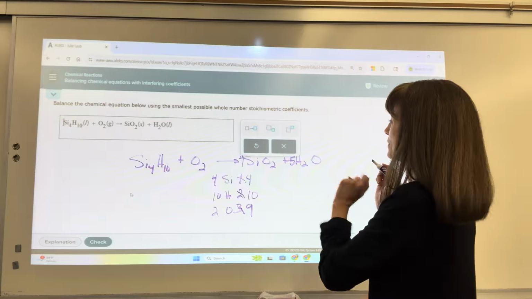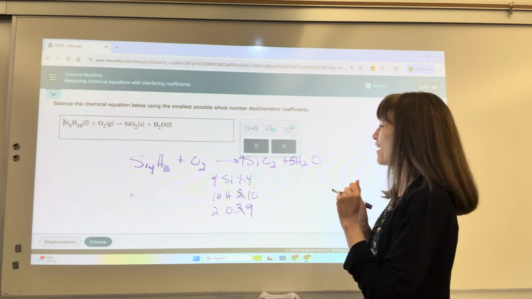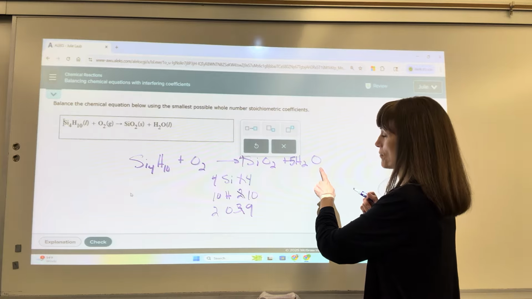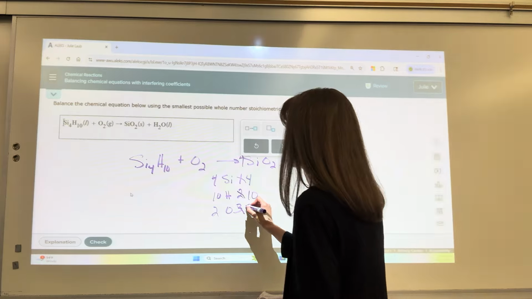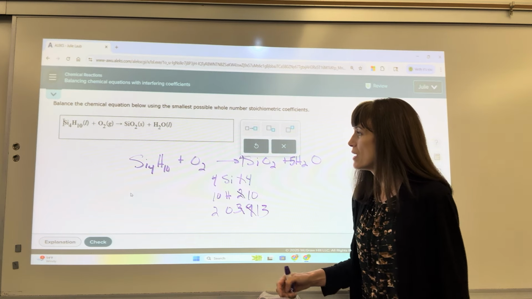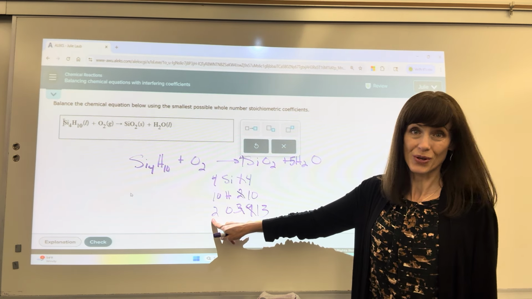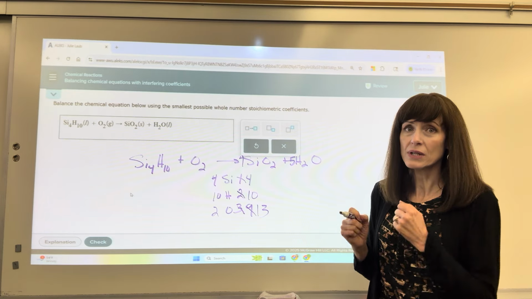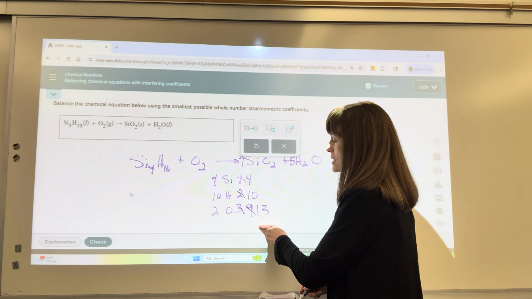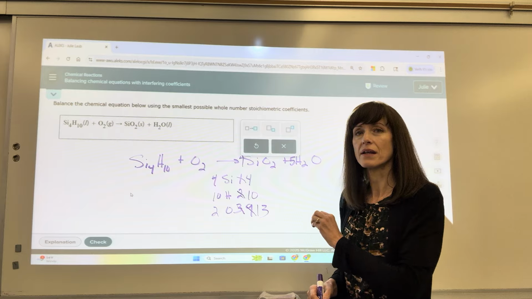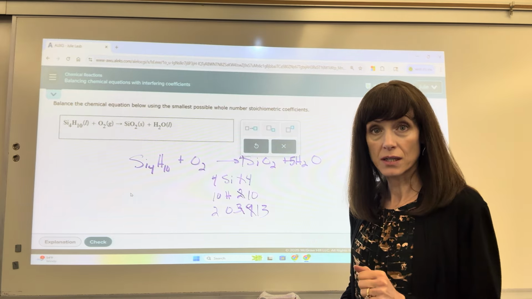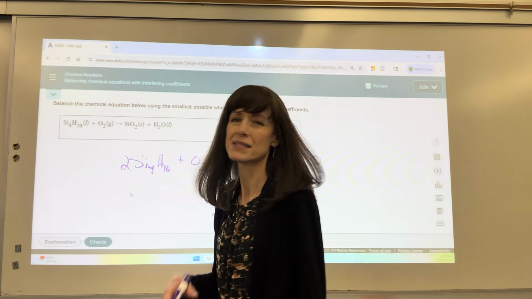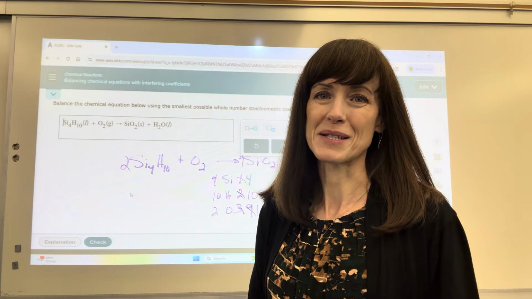Now notice I also changed our oxygen. 4 times 2 is 8, 5 times 1 is 5, 8 plus 5 is 13. Oh, look at what we ended with. I have an even number 2 and an odd number 13. If when you get to the very last element you have an even and an odd number, here's your trick. You're going to start over, go back to the beginning of the reaction and put a 2. In essence, we're going to double everything, and you'll see how this will work out.